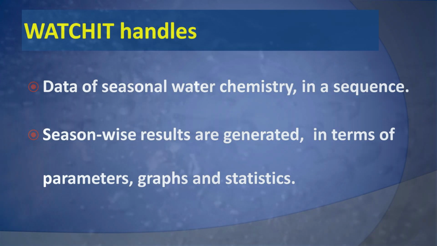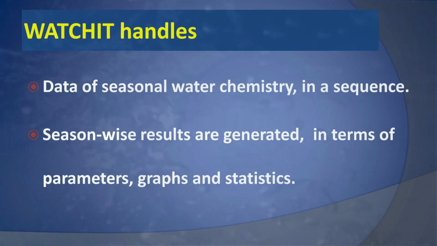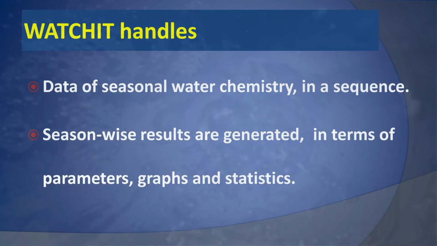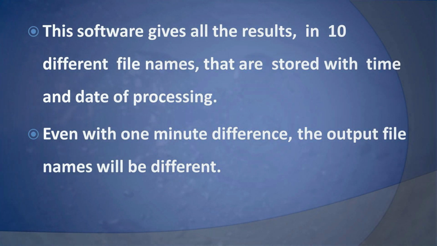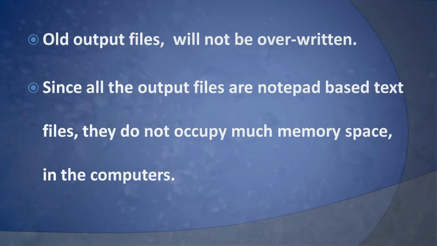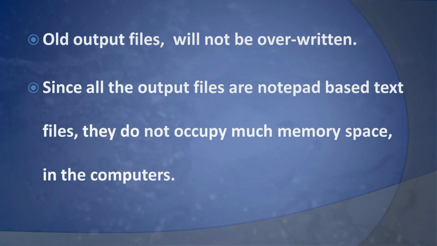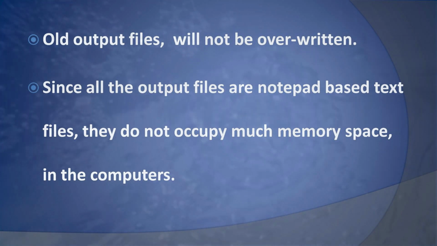Watchit handles data of seasonal water chemistry in a sequence. Season-wise results are generated in terms of parameters, graphs and statistics. This software gives all the results in 10 different file names that are stored with time and date of processing. Even with 1 minute difference, the output file names will be different. Old output files will not be overwritten. Since all the output files are Notepad-based text files, they do not occupy much memory space in the computers.